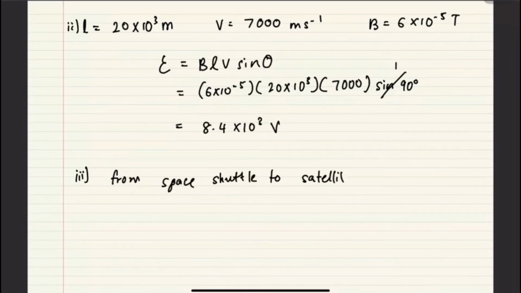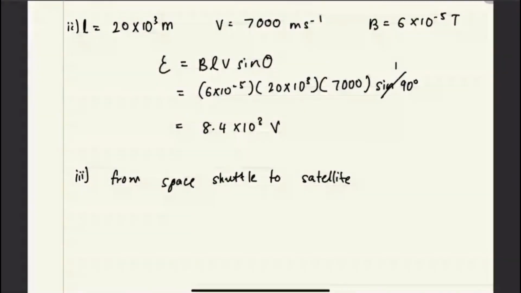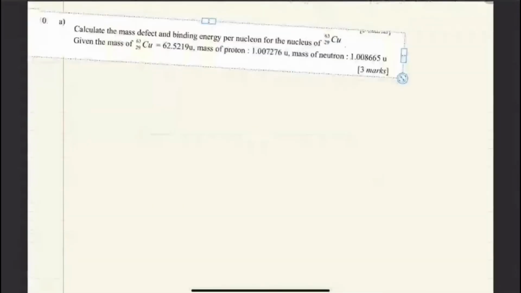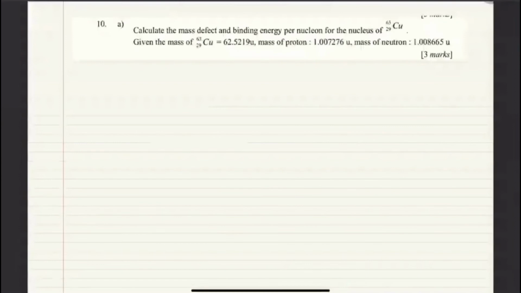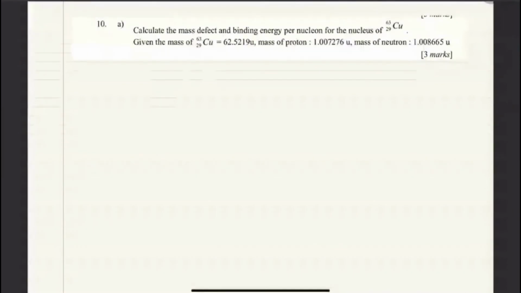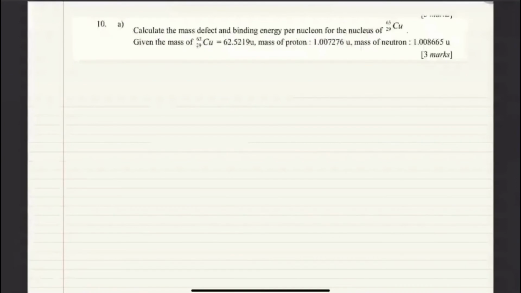Okay, sir, understood. And then the last question here that you asked about is question number 10A. Question 10A asks us to calculate the mass defect and binding energy per nucleon for the nucleus, given the mass of the nucleus, the mass of a proton and the mass of a neutron. They give it straight away, so you don't have to flip back up, just use it.